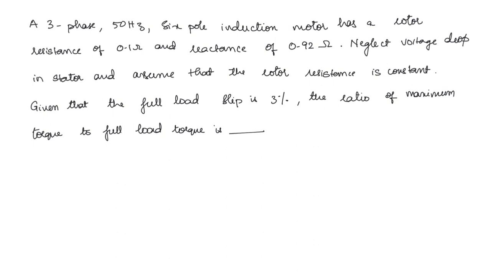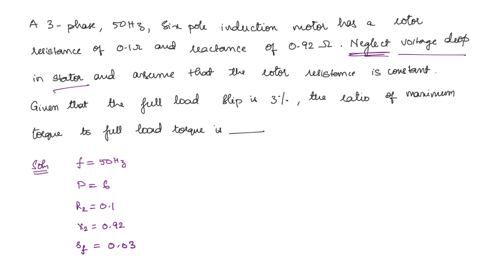Okay. So once again you will first write down whatever information is given. The frequency is given as 50 Hz. The number of poles is given as 6. Now R2 is given as 0.1 and finally X2 is given as 0.92. We have the full load slip as 0.03. Okay. What else is given? The voltage drop across the stator is neglected. Okay. So that means whatever approximation we have discussed, it is valid to take that approximation.